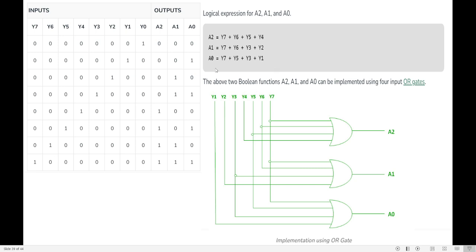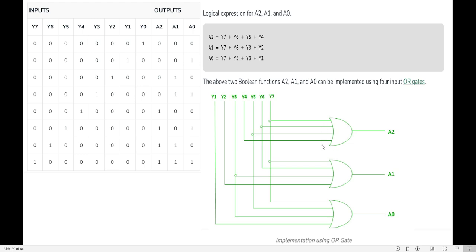Once you are done with the logic expressions for A0, A1 and A2, you need to draw the logic diagram. How many inputs? Y0 till Y7, so I have written all the inputs. Now what is my A2? A2 is 7 plus 6 plus 5 plus 4. Go to 7, take a wire. Go to 6, take a wire. Go to 5, take a wire. And go to 4, take a wire.